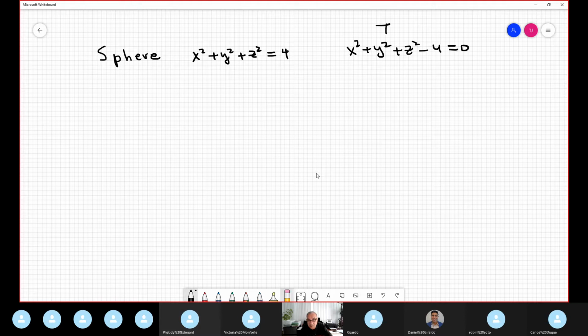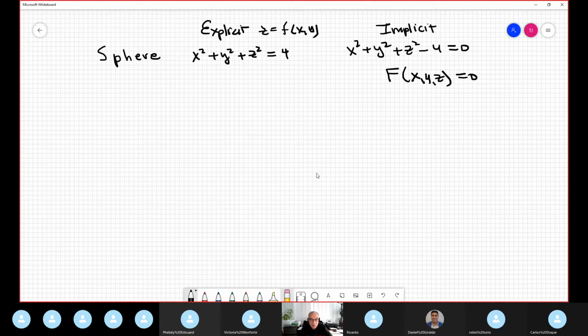This is totally implicit. Remember when you studied differentiation, implicit is a function like F of x, y, z equal to 0. Explicit is when we have z alone equal to f of x, y. So we are doing this: you isolate the z. The z is equal to the square root of 4 minus x squared minus y squared, and you declare a plus or minus.